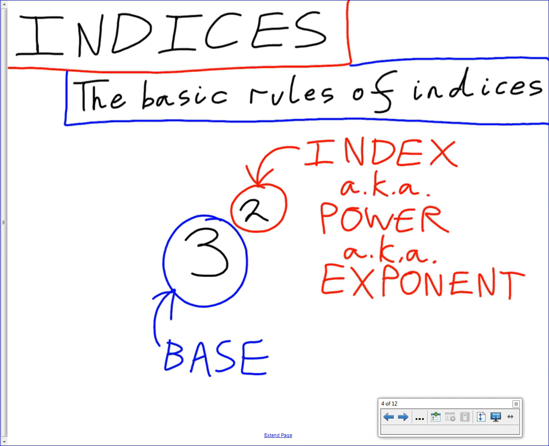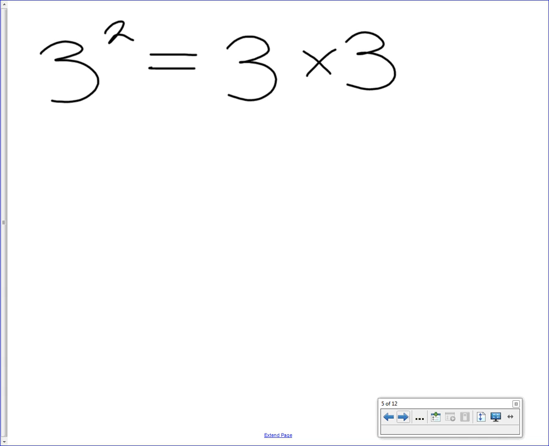Now, these are the definitions. This is what names you give them. Now, what does it actually mean? What does it equal? Now, 3 to the power of 2 means that we have got 2 lots of 3 multiplied together. Okay, so we've got 2 3s here, so we've got our first 3 and our second 3, and we multiply them together.